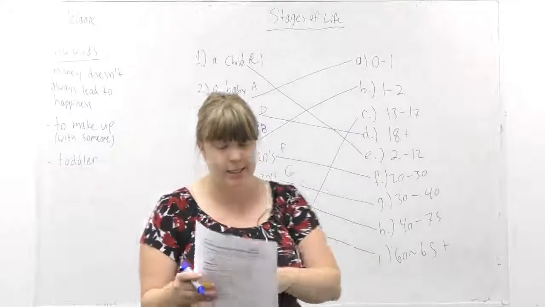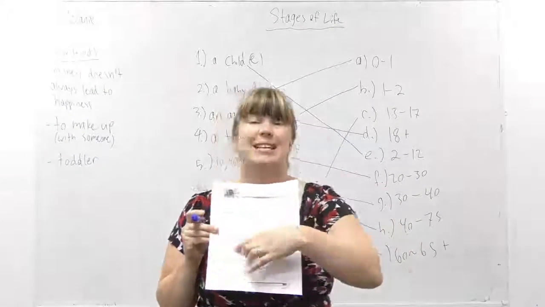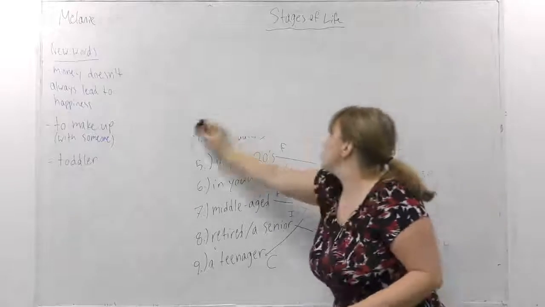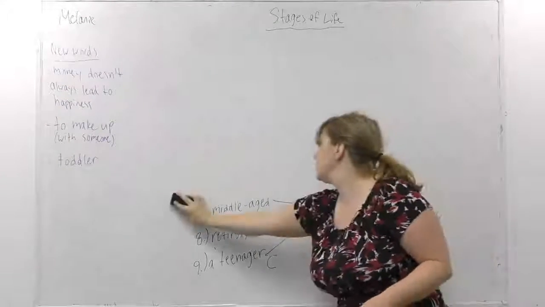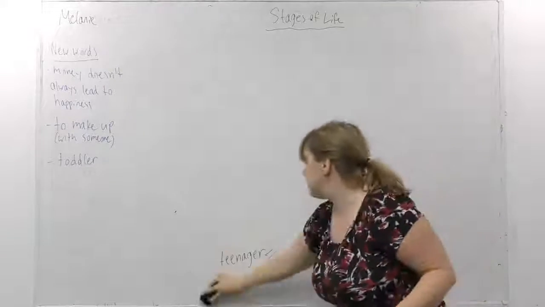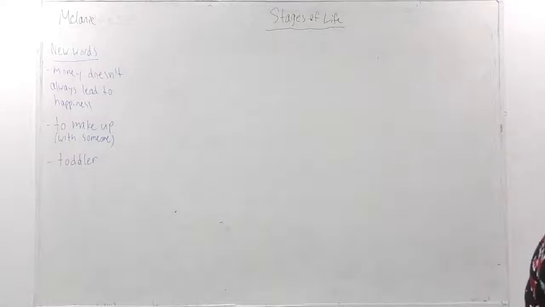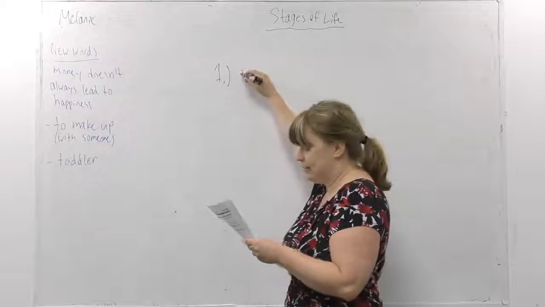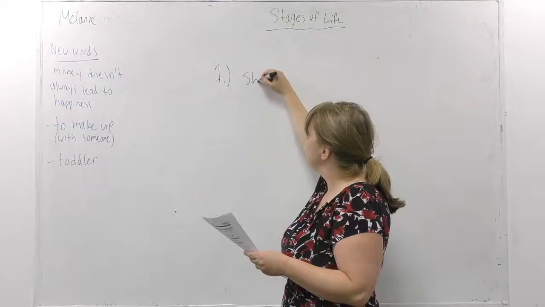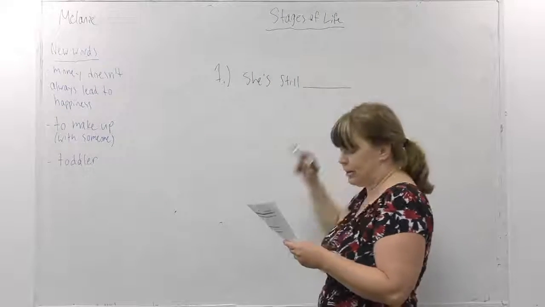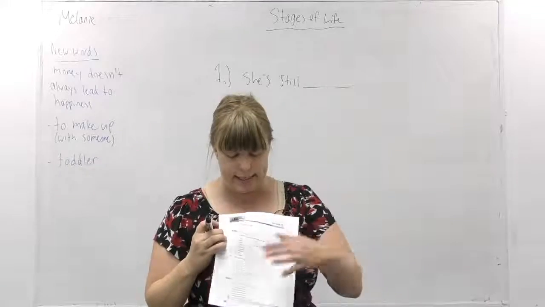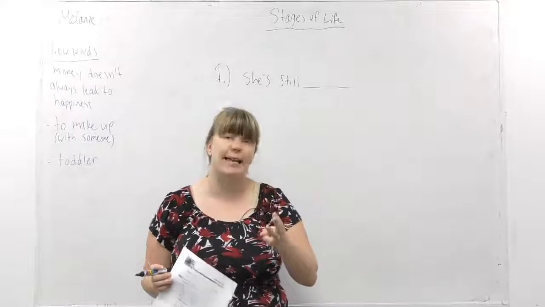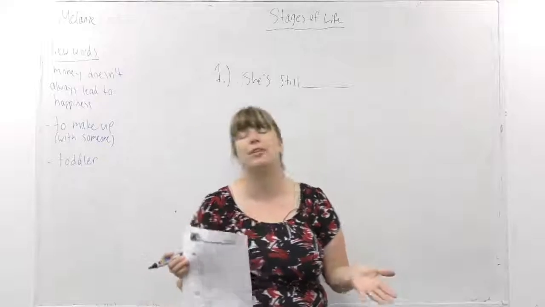Now, I'm going to erase this, and let's do the questions here. Okay, so we're gonna get rid of all this mess, woohoo! Okay. Alrighty, let's do this. Number 1, Kate is 27, so she's still blank. Okay, so we are going to complete the sentences with the vocabulary from here. A child, a toddler, a teenager, middle-aged, in her 20s, 30s, okay?